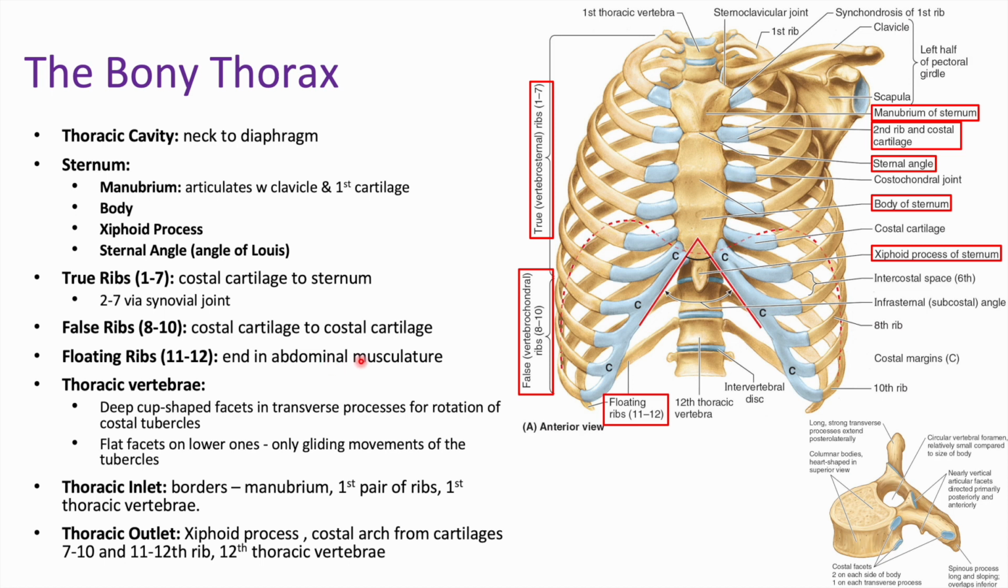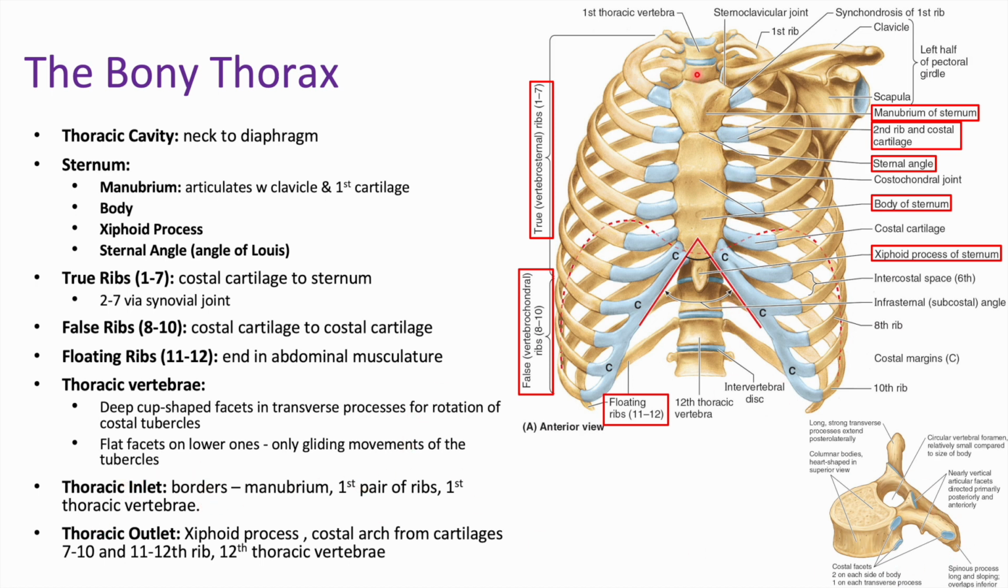Something else to look at is our thoracic vertebrae in this region, which is where they get the name. The thoracic vertebrae are at the thorax. They have deep cup-shaped facets and transverse processes that allow for rotation of the costal tubercles. The lower ones have more flat facets, which allow only a gliding movement of the tubercles instead of rotation. We'll look at some of the movements later on.